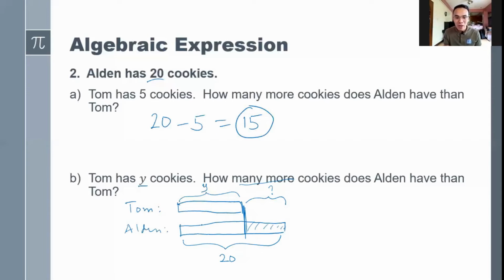Based on this model, by the way, the model is called a comparison model because we're comparing 2 quantities. To find this difference, we have to use subtraction. And what numbers do we subtract? We have 20 minus y. And 20 minus y is already in the simplest form. We can no longer simplify this. This is another example of an algebraic expression. If we know the value of y here, then we will know the difference of their cookies.